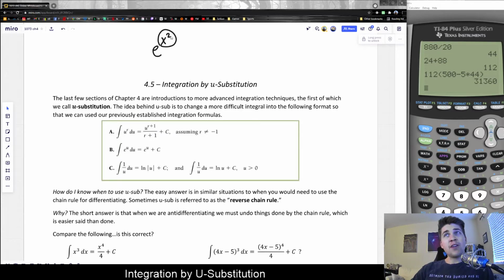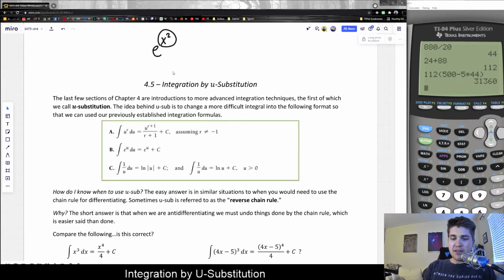And the goal is to say, well, if I can change that to u, then I could apply an established integration formula that I know to try to solve the antiderivative. However, one thing about performing U-substitution that's very important before we get into some examples is you need to change the entire antiderivative to u. Both the inside and the differential.